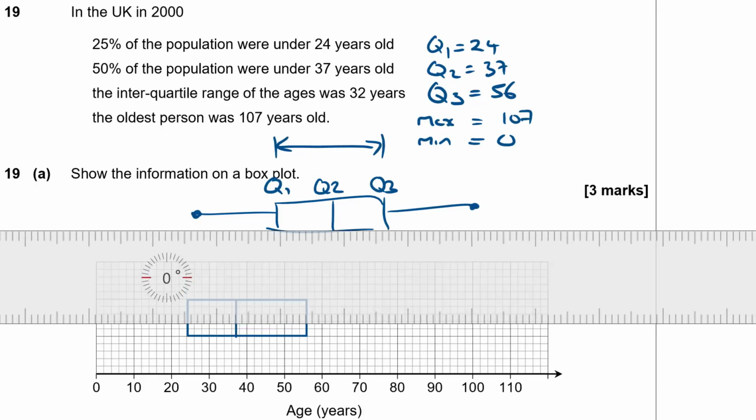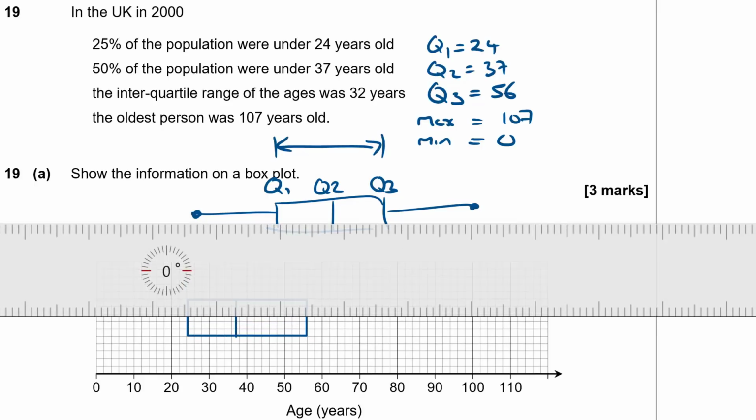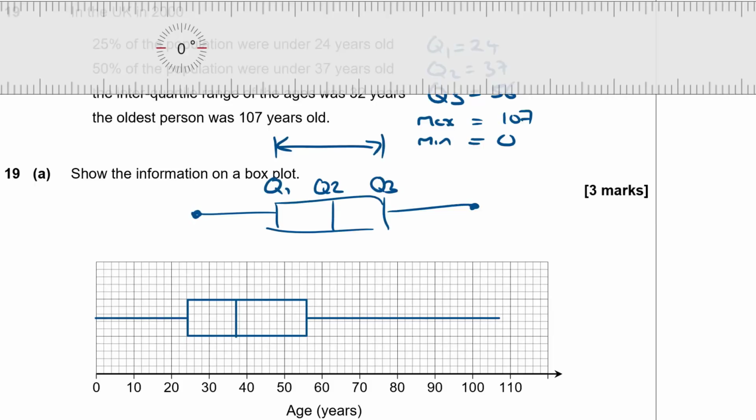And then I can add the whiskers on. So the whiskers go to my min value, so down to 0, and to my maximum value, so up to 107. Okay. So there we go. Job done.